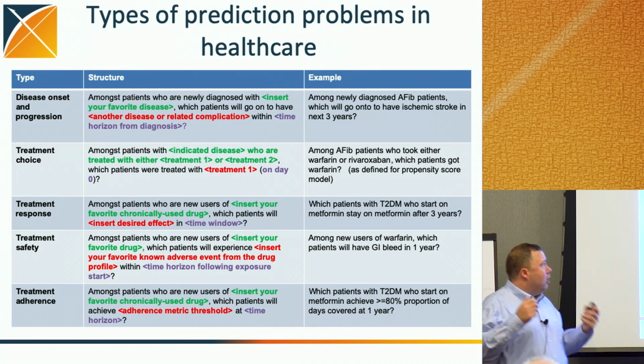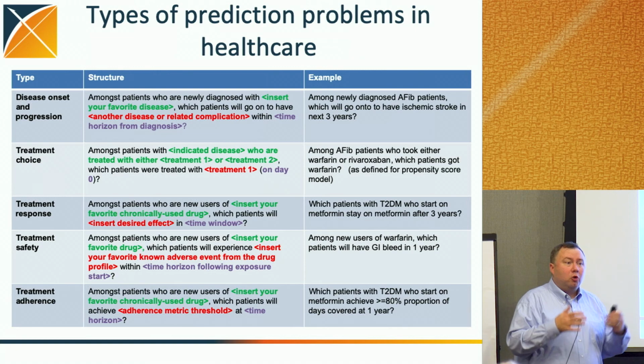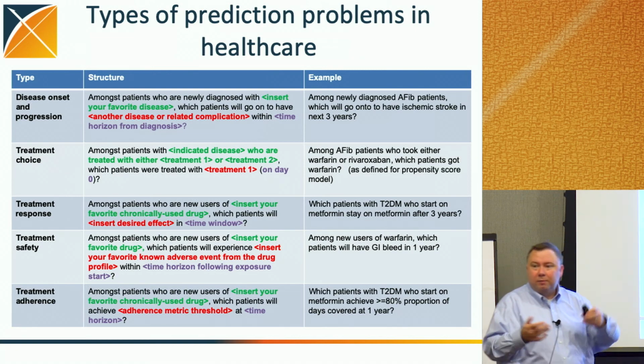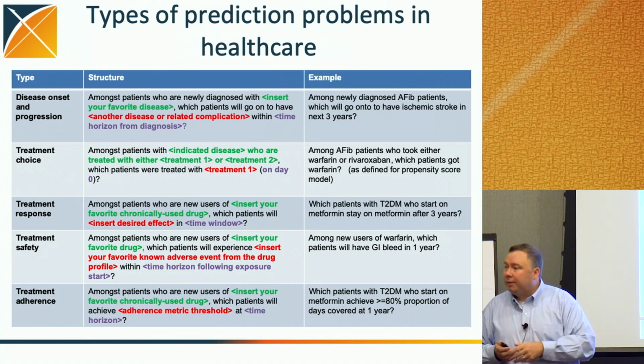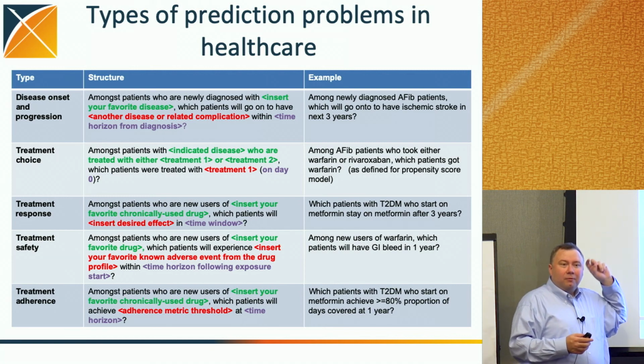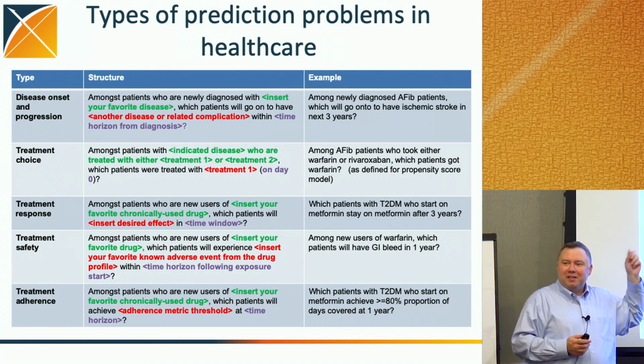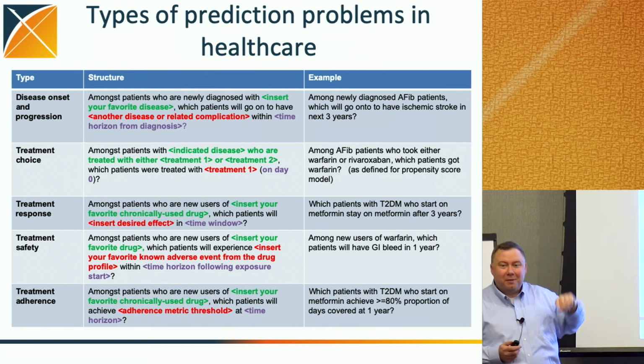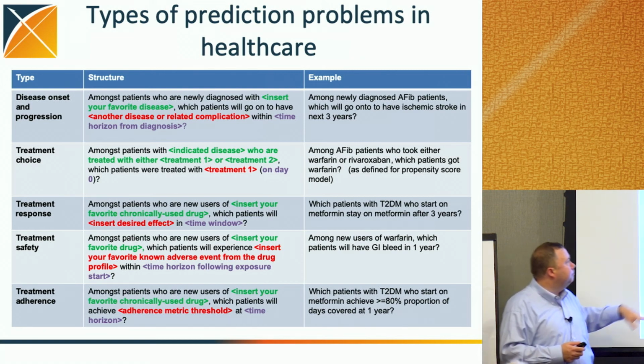We can also think about prediction for treatment choice. You could say, amongst people who have an indication who are choosing between treatment A and treatment B, which ones choose treatment A? For anybody who's taken our estimation course, that's what a propensity score is. A propensity score is just a prediction of treatment assignment, and our framework fully supports that.